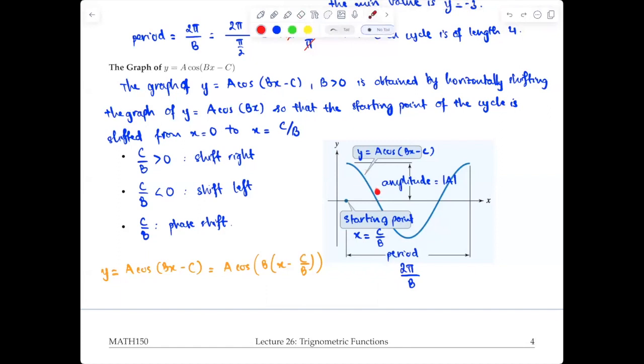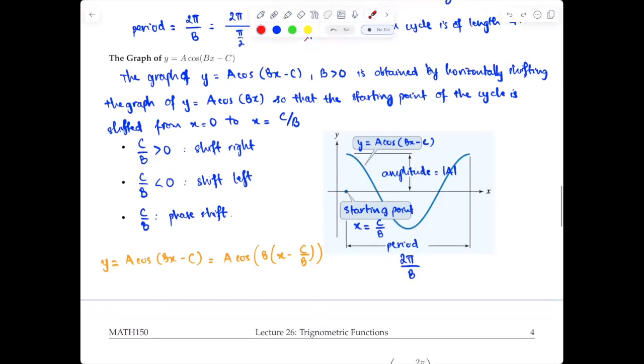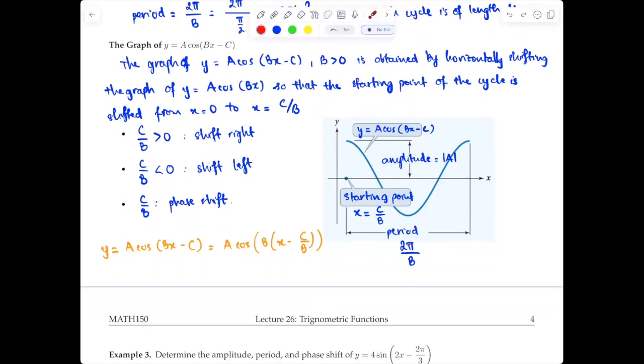The graph of the function has the form y equals a times cosine of bx minus c. From this formula, you can deduce that the amplitude of the graph of the function is equal to the absolute value of a. The period is calculated using the formula 2 pi over b. And the starting point, instead of at the origin, is shifted to the point x equals c over b. So this is the new starting point. Now let me do a quick manipulation to talk about the starting point c over b a little bit better.